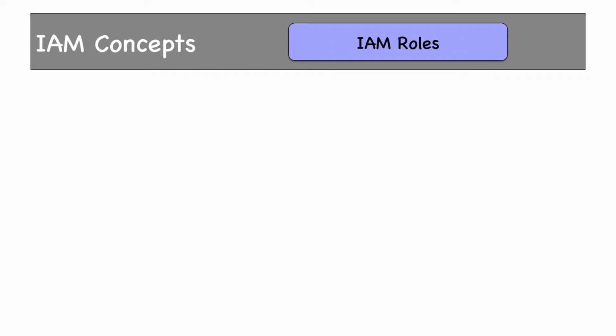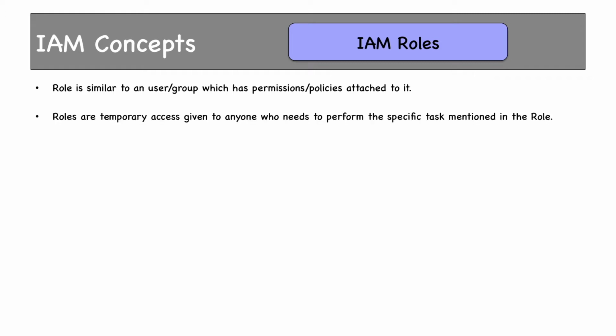IAM roles. Roles are typically used to provide temporary permission to users and groups. Role is similar to a user or group which has permissions policies attached to it. Roles are temporary access given to anyone who needs to perform the specific task mentioned in the role.